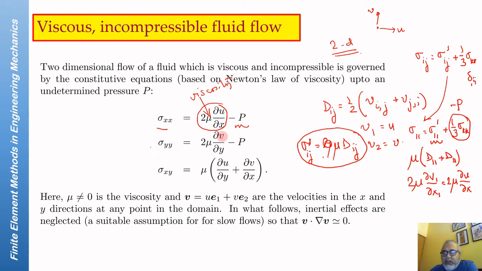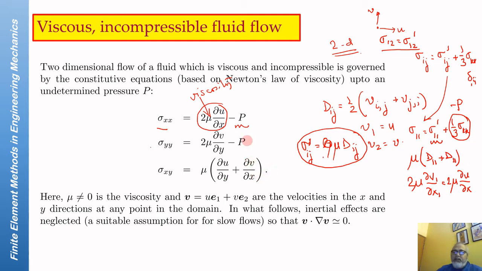Similarly for sigma yy, this is the deviatoric part, sigma yy prime, and p is undetermined. Sigma xy, of course, when i is 1 and j is 2, is equal to sigma_12 prime, because this delta_ij is 0. So when we are dealing with sigma xy, the constitutive equation does determine sigma xy completely, and it turns out to be mu times (d_12 plus d_21), which is del u by del y plus del v by del x in our case.